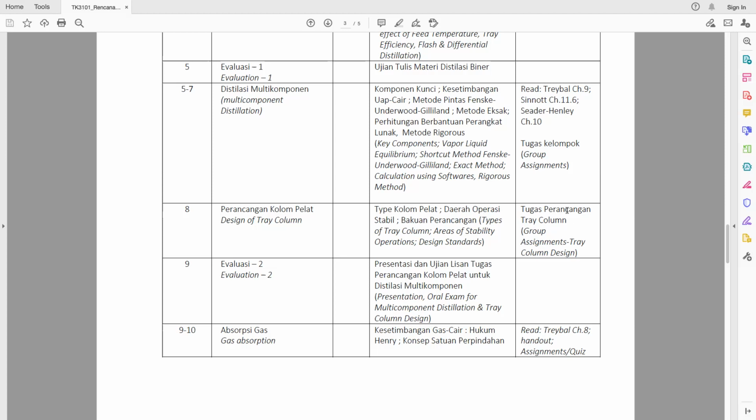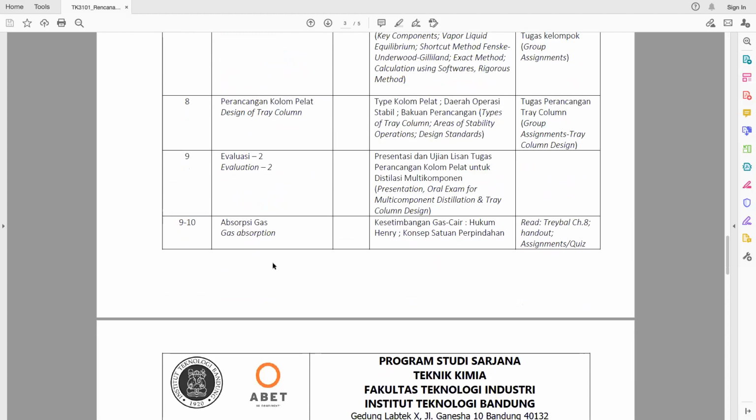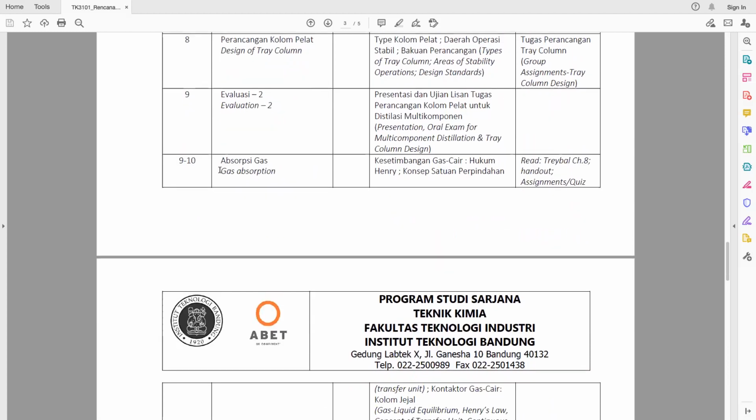This one is also a group assignment, and then we will evaluate them with an oral exam, a presentation, and also oral exam, ujian lisan. Yeah. And then that's all for the binary distillation. And the next one is we go to module 2, which is absorption or gas absorption.